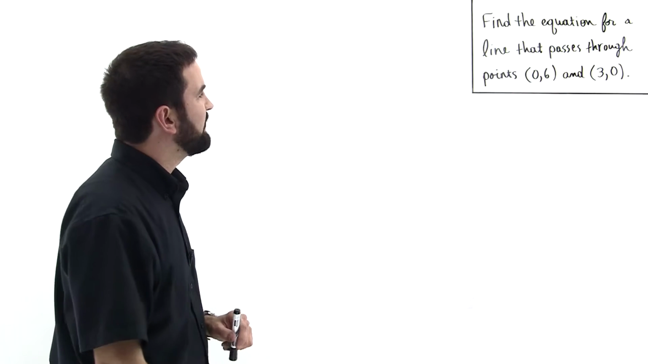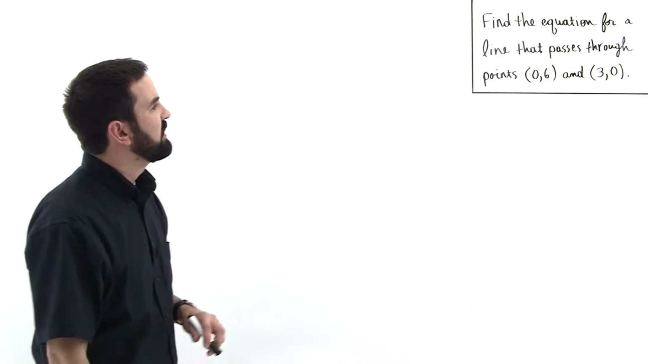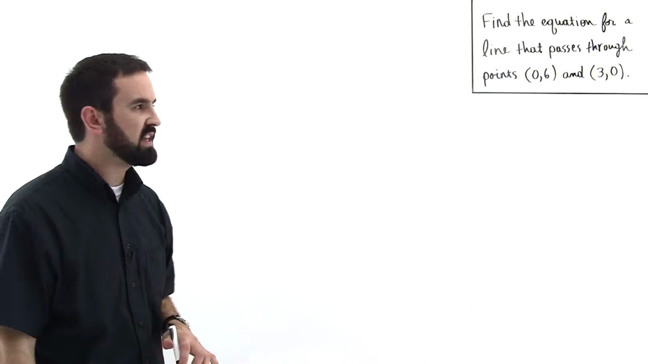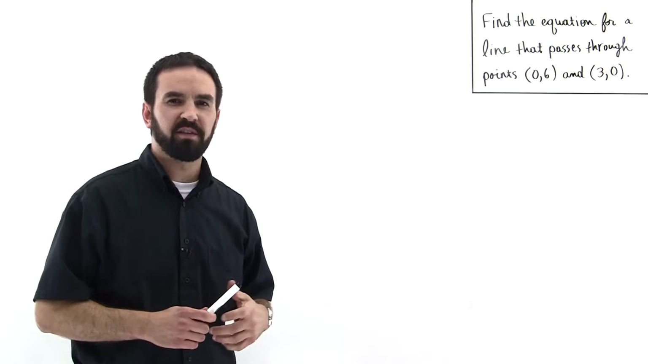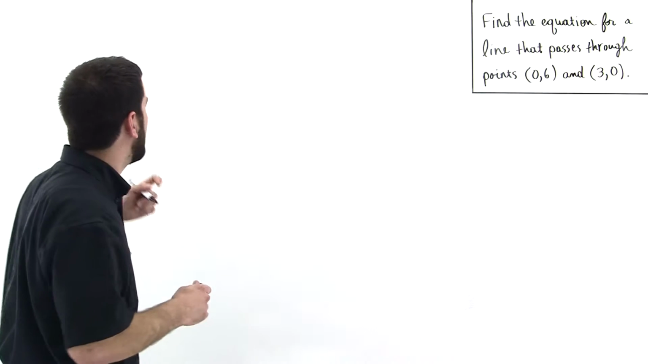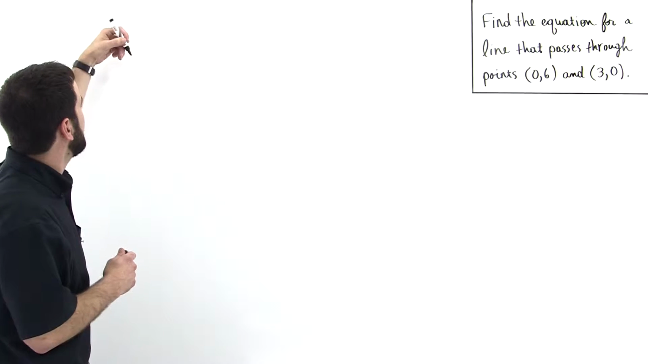We're asked to find the equation for a line that passes through the points (0, 6) and (3, 0). So let's start by writing down the standard form of the equation for a line, which is y equals mx plus b.